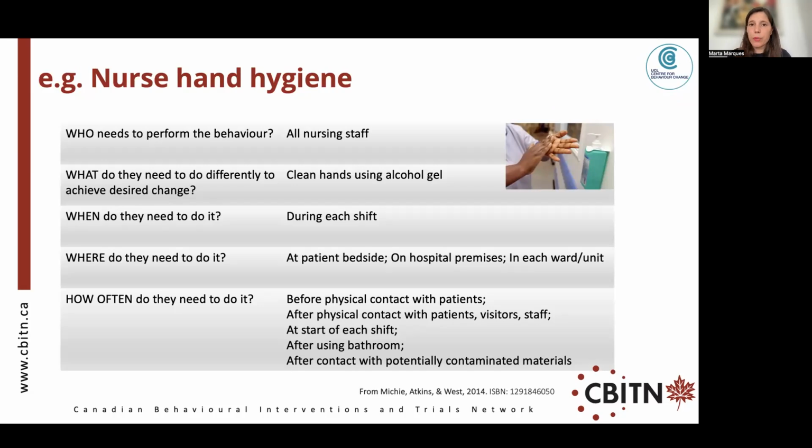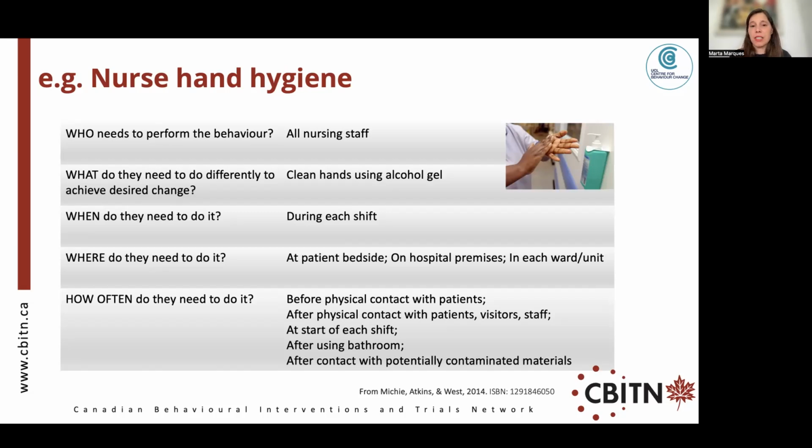And there are different ways of doing this. This is an example from the Behavior Change Wheel book, from an intervention looking at improving nurse hand hygiene in hospital wards. And here you can see that the behavior is specified in who needs to perform the behavior, in this case, all nursing staff. What do they need to do differently to achieve the desired change? Clean hands using alcohol gel. This is with COVID, I think this changed a lot, but this was something that was really core a couple of years ago. When do they need to do it? During each shift, at patient bedside, on a hospital, in each ward or unit.